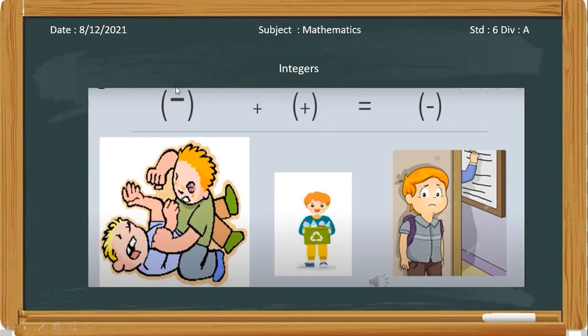So in the case of integers also, if there is a number which has a negative sign, and there is a smaller positive number, then our outcome will also be negative only. Okay, so have you understood? Any doubt? No doubts, ma'am.